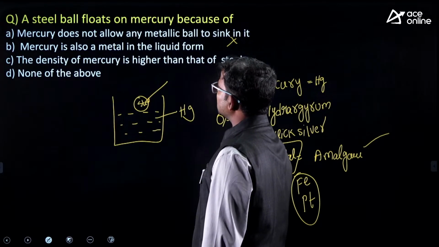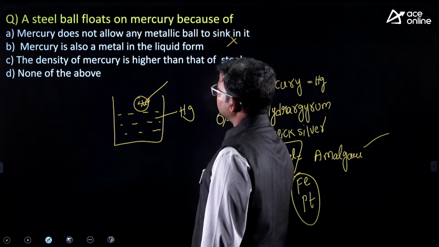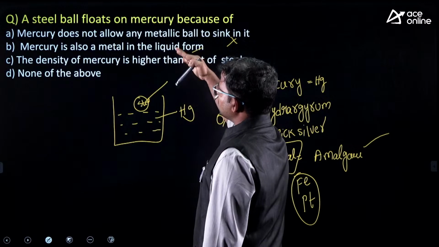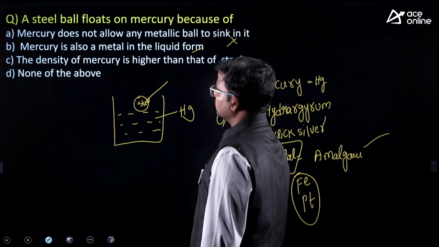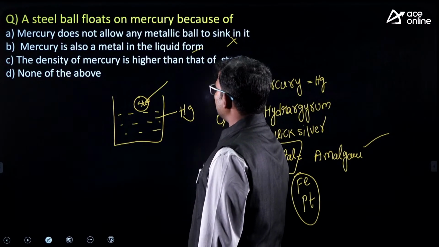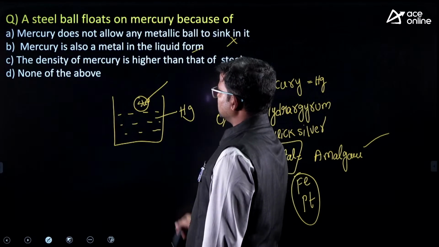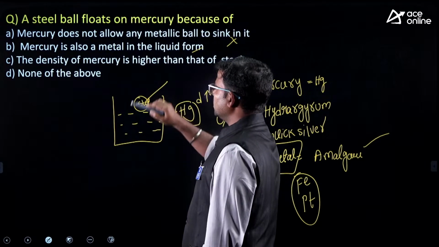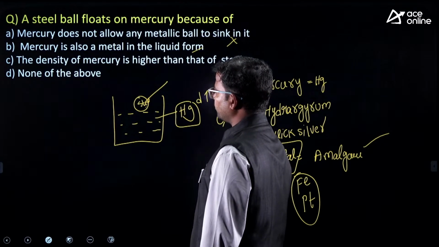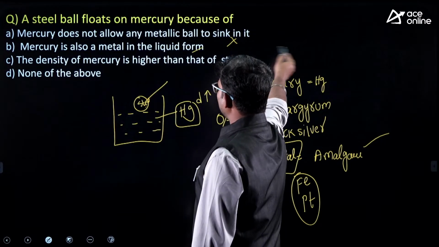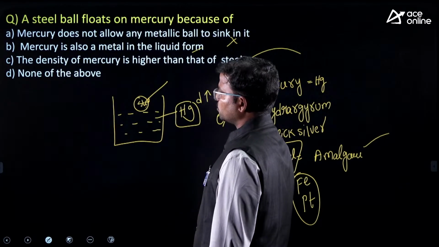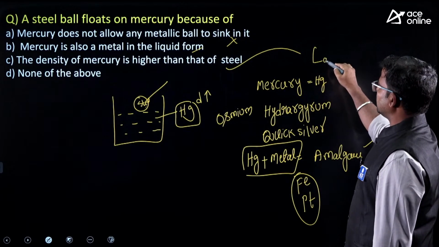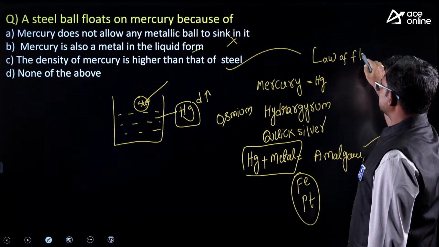Next, mercury is also a metal in liquid form. Of course, it is a liquid state metal at room temperature, but the statement is not appropriate to the given question. Next, the density of mercury is higher than that of steel. Yes, if the density of mercury is higher, then only can steel float on the surface of mercury. So that's why, guys, option C is the right answer. This is the one and only possibility. Actually, these are considered the law of flotation.